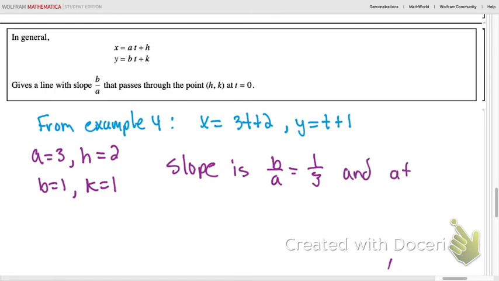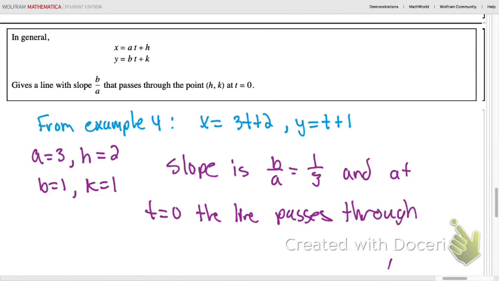And at t equals 0, the line passes through the point (2, 1). And you can see that right away. If you plug in 0 for t, you get 2 for the x coordinate, and you get 1 for the y coordinate.